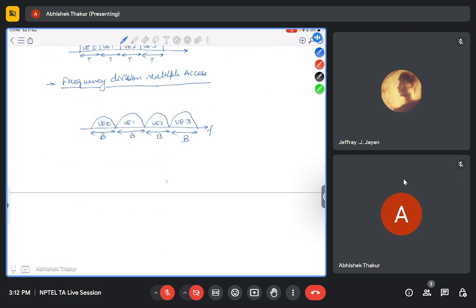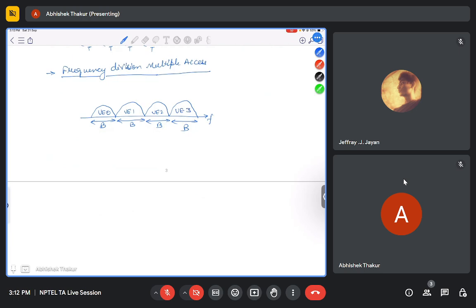Now, in frequency division multiple access, the problem was that one user cannot access the complete bandwidth of the channel. So for these issues, CDMA came. We will now see the basics of the CDMA mechanism.